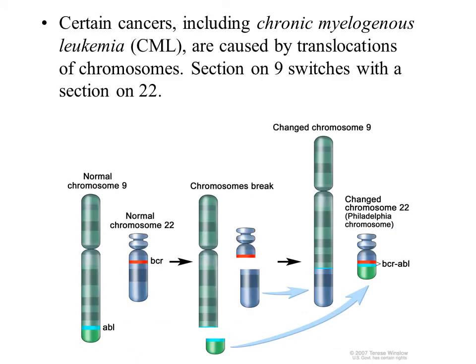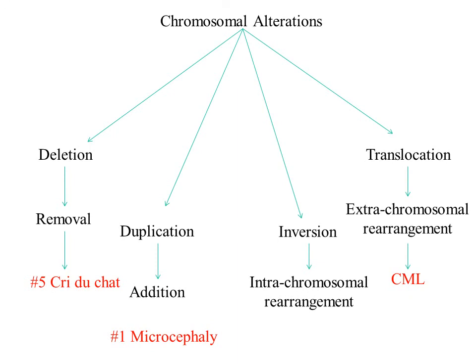Certain cancers, including chronic myelogenous leukemia, are caused by translocation events. If you switch a section of chromosome 9 with a section of chromosome 22, you create this type of cancer. This is just a summary of all of the chromosomal alterations.